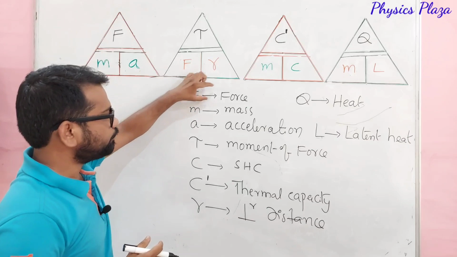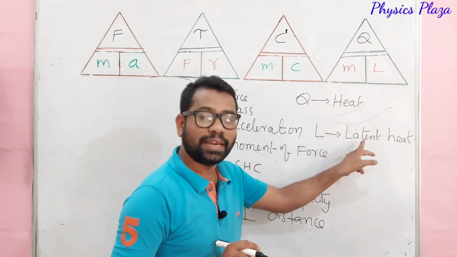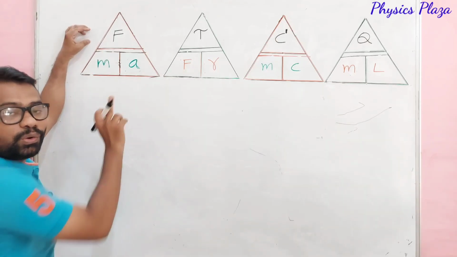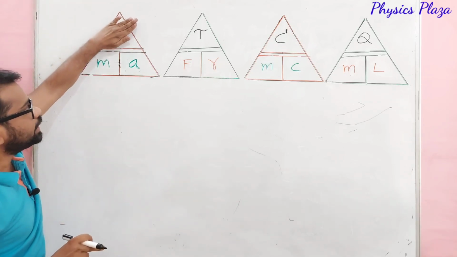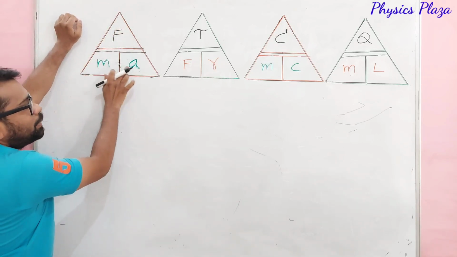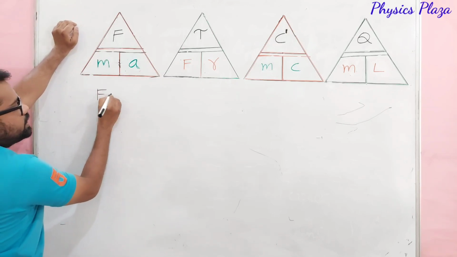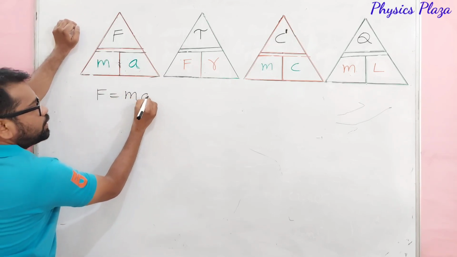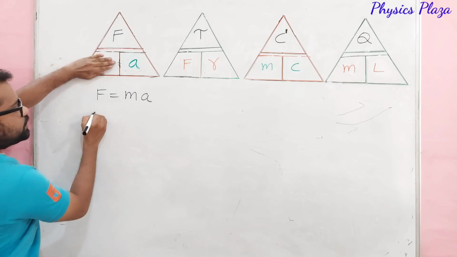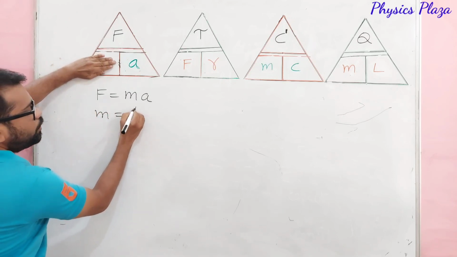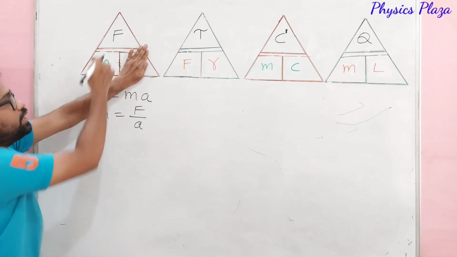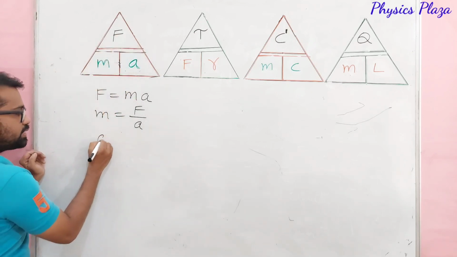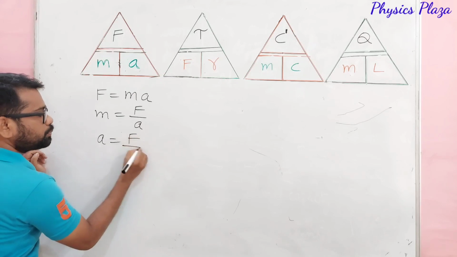So here F is a force and L stands for latent heat. Children, have a look at this one. First, we have to write the formula for force. Close this letter F. So M multiplies A. So here F is equal to mass into acceleration. Then mass is equal to force by acceleration, and acceleration is equal to force by mass.